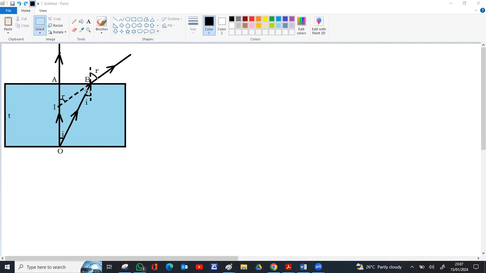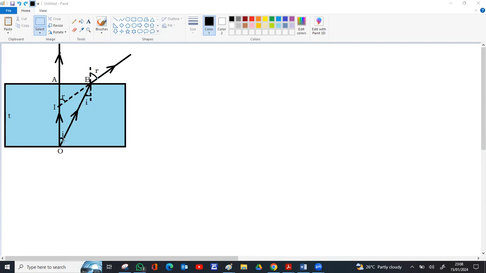Another light ray is incident at B. Since the light ray is moving from denser to rarer medium, it bends away from the normal. Instead of going straight, the light ray bends away from the normal. I is the angle of incidence and R the angle of refraction, both with respect to the normal to the refracted light ray and the normal to the incident light ray.